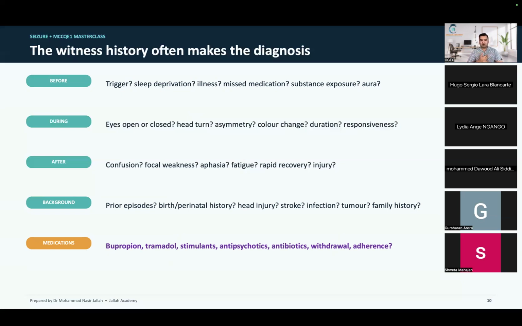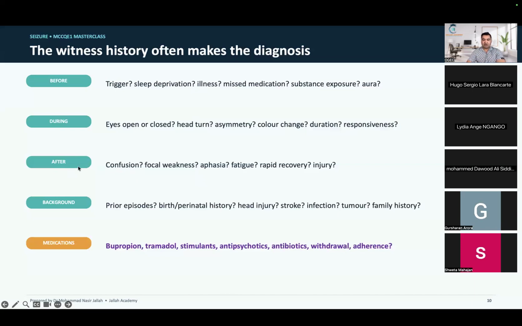So were the eyes open or closed, head turn, asymmetry, color change, duration, responsiveness, whether the patient lost bladder control, bowel control, and whether the duration was less than 5 minutes or more than 5 minutes. All this has to be documented, and they make a huge difference.